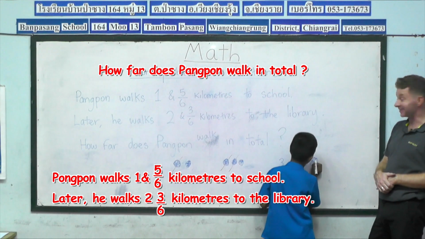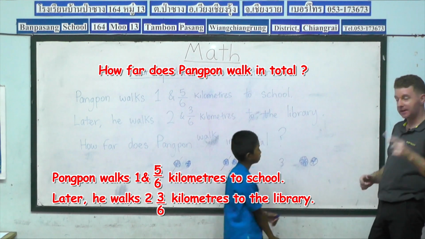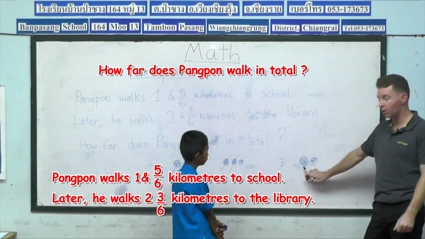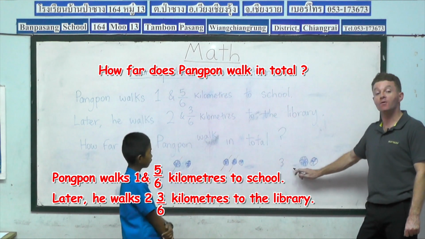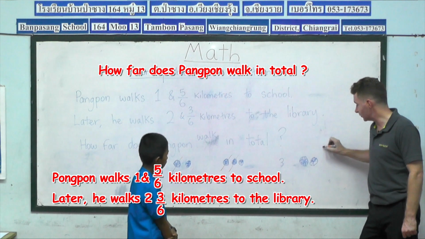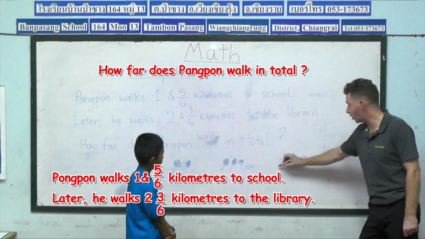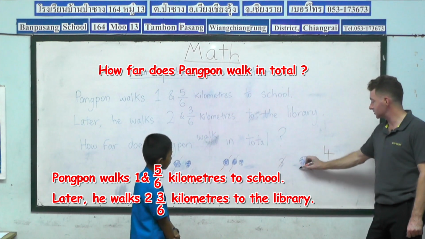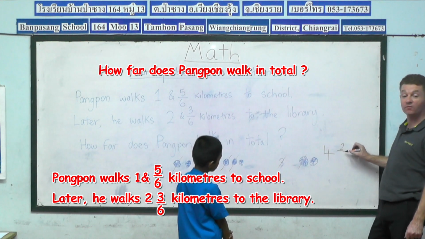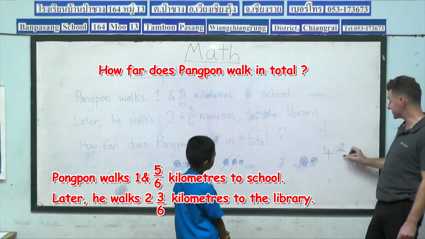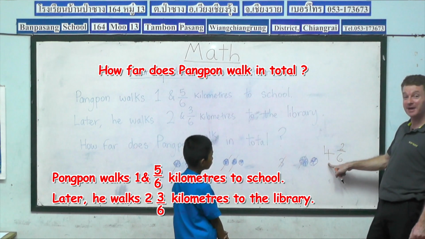2. Excellent. Right, guys. So now we've got another hole. That means the 3 can become 4. So we've got 4 holes. And how many circles now? 2. 2 over 6. So now we have our answer.